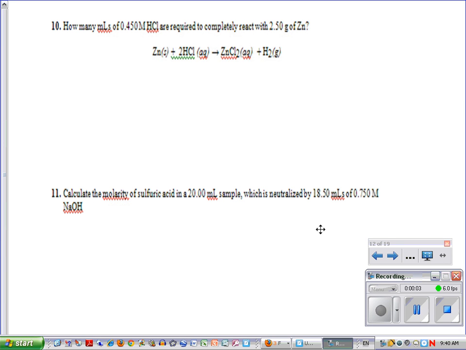Okay, so we're looking at some different kinds of stoichiometry problems here, where instead of just going from grams to grams, we're actually looking at solutions. And a lot of this is tied to titration.